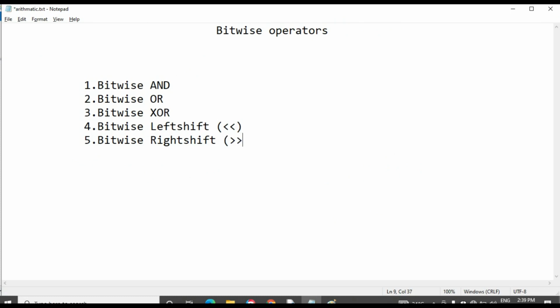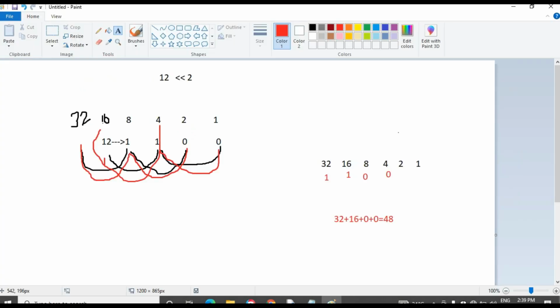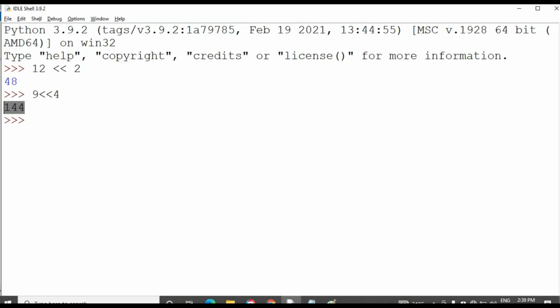The next one is right shift. Right shift is denoted by the double greater than symbol. It also shifts the element by a particular number of positions to the right side. I want to take the element 20 right shift 2. That means it shifts the element to the second position to the right side.